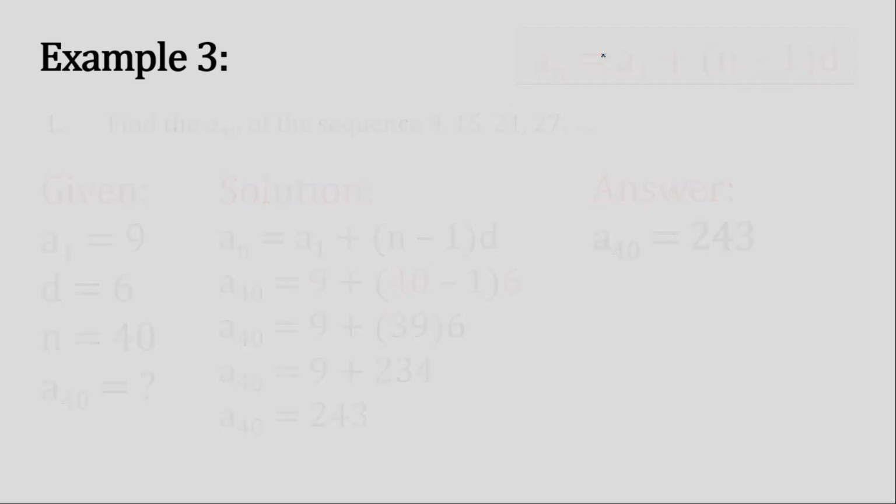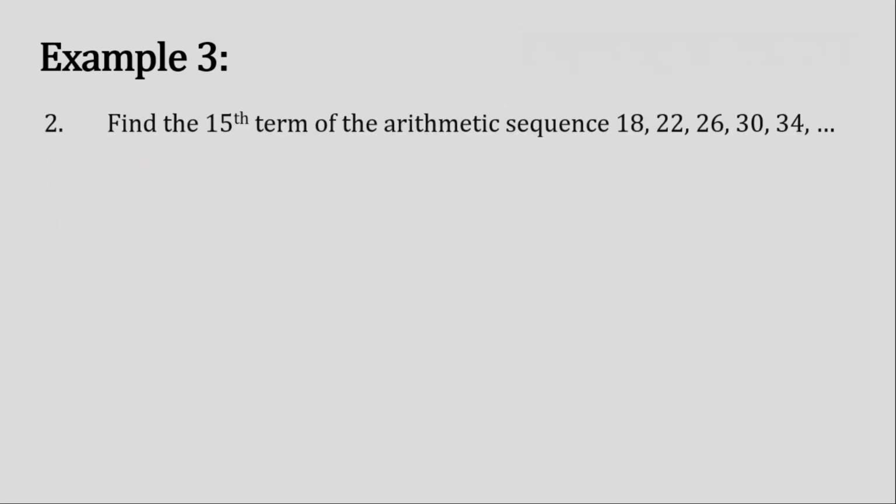Now again, let's go to the next problem under this kind of problems. So we have: find the 15th term of the arithmetic sequence 18, 22, 26, 30, 34, and so on. Again, the 15th term denotes a sub 15. So we are looking for a sub 15 here.